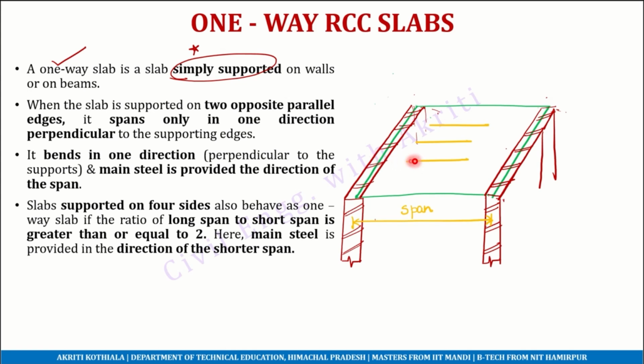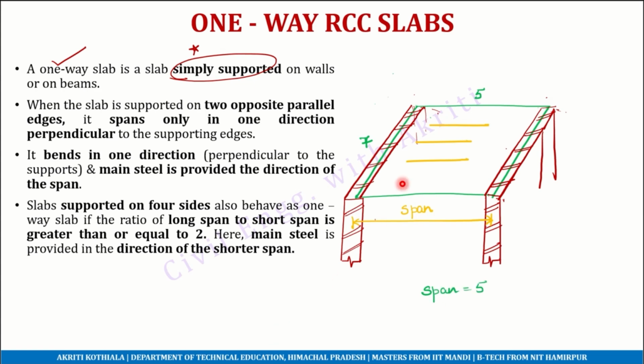And how did I obtain this span? Because these are the supporting edges and this span is perpendicular to the supporting edges. So this is very important when we are designing a one-way slab. If we have been provided with both the dimensions, let's say someone says that this is 7 meters, this is 5 meters. So what will be our span? Span will be 5 meters and not 7 meters.